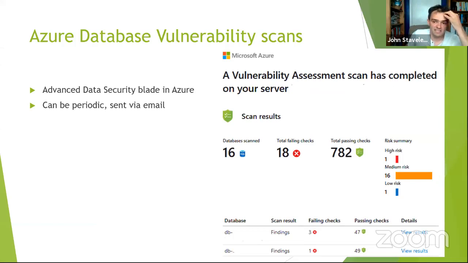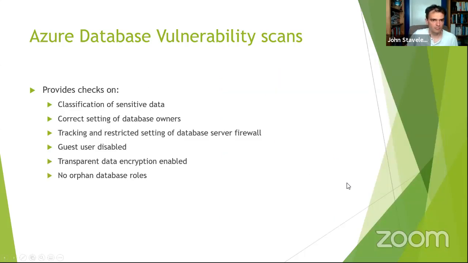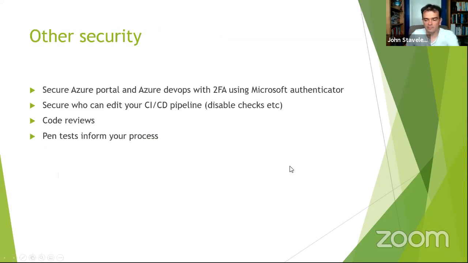So you have vulnerability scans on all of the databases. So that's in the Security Blade in Azure. And then you get emailed this once a week about all of these databases, and you've got failing checks and passing checks. So it can provide information on whether you've classified sensitive data. So that's from the perspective of if you've classified it as sensitive and someone accesses it, then you can audit that access. Correct setting of database owners, the firewall set correctly, et cetera, et cetera. So all useful database stuff that improves your security.